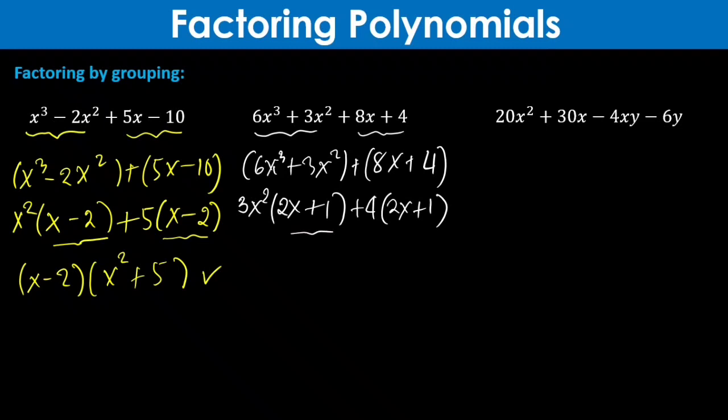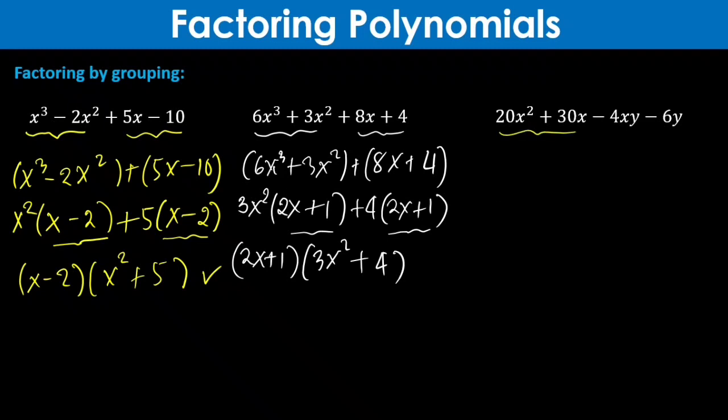And again, this is a common factor. We can take it out. So we'll have 2x plus 1, and 3x squared will stay there and plus 4 will stay there. You return it back, you will have this term. Over here, we will have that term. Okay, let's go to number 3.